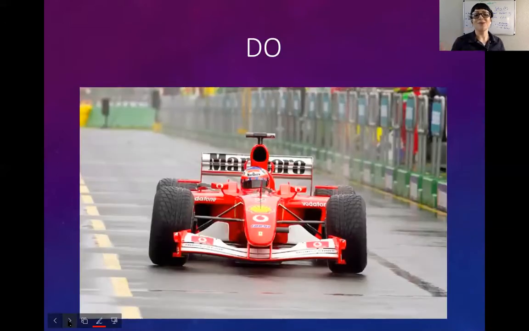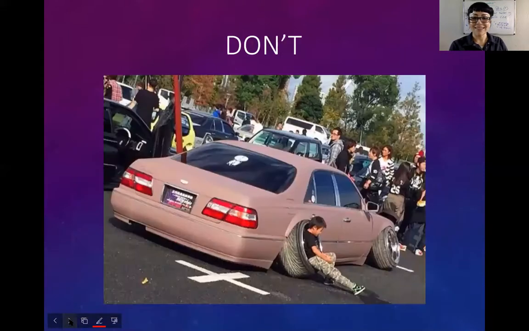Okay, so this is a do. This is a car with moderate camber, enough for handling. This is a don't. You can see here he's even rounded out his fenders to try to make room for those tires. So again, it's about being as low as possible to the ground.